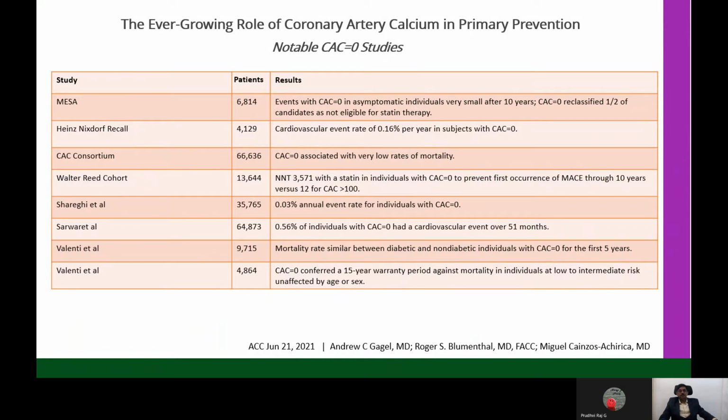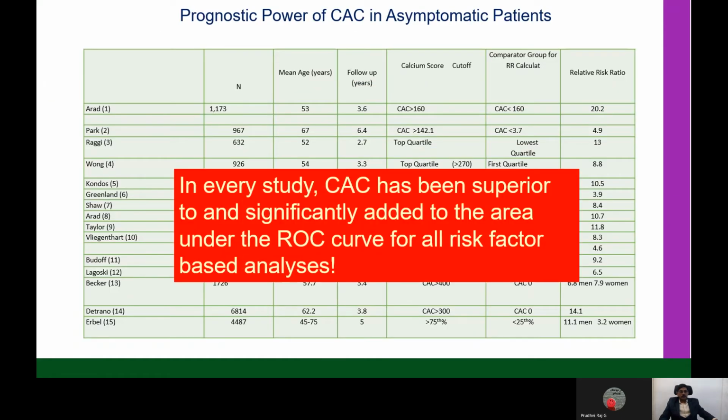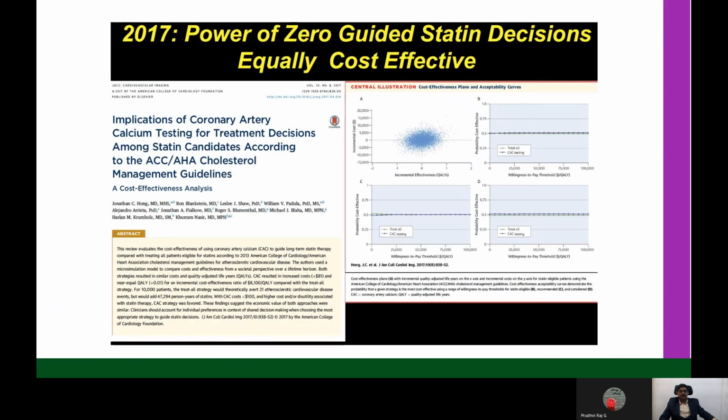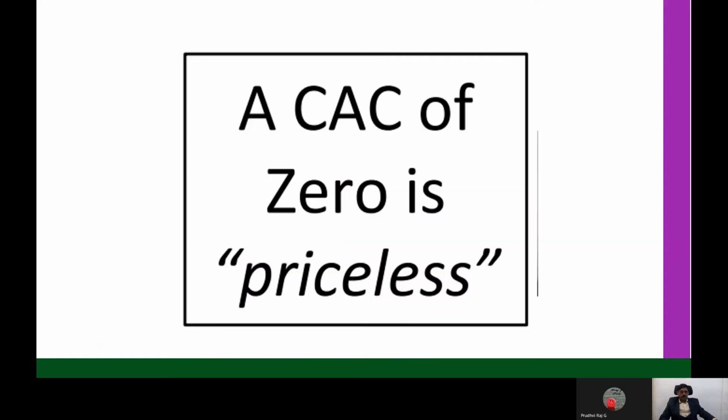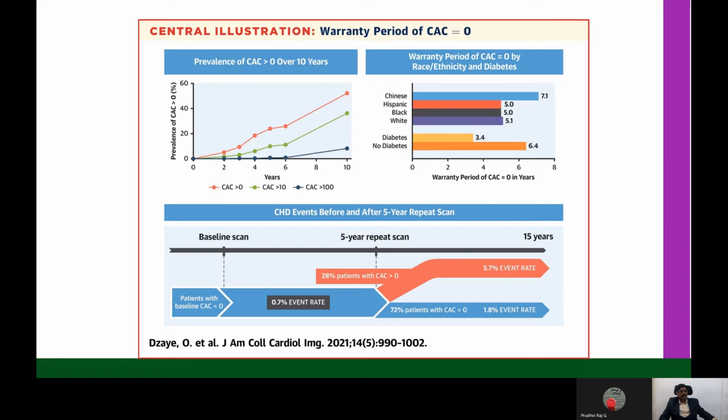And according to this, 50% of the current statin users do not need it or are not eligible. So in every study, it is superior to and adds to the risk factor stratification. If it is 0, reassure, with individualized statin and aspirin decisions; if it is 1 to 100, and more than 100, it is debatable. Aspirin is debatable nowadays, and the statin definitely yes. And for aspirin, if it is 300 plus, probably many people recommend aspirin. So 0 is priceless, and which test can give you a 15-year warranty?